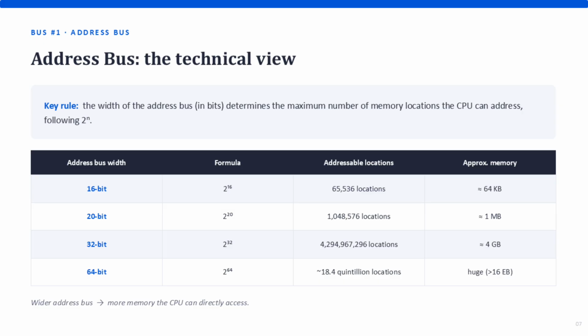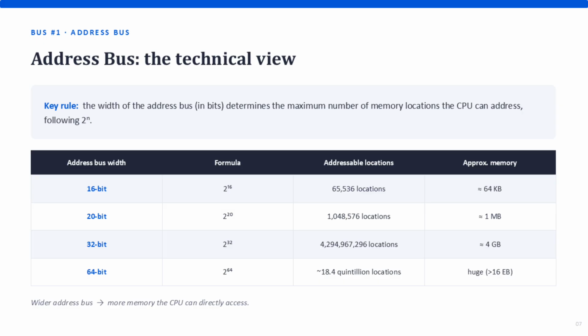Now notice the trend. Every time we increase the width of the address bus, the number of possible memory addresses increases dramatically. This is why your slide ends with an important takeaway. A wider address bus allows the CPU to directly access more memory. Remember this carefully. The address bus does not make the computer faster by itself. Its primary job is to determine how much memory the processor can address directly.